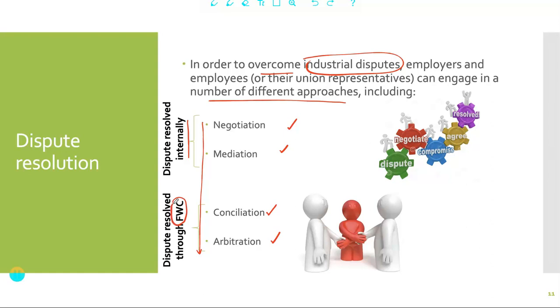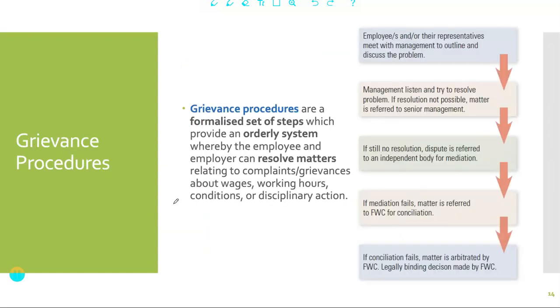Now, regardless of where you end up in this, all businesses must have agreed steps on how this will occur. And we call this the grievance procedures. Simply, what are the procedures that should be followed when there is a dispute or a grievance? Because grievance is another word for a dispute. So grievance procedures are the formalized steps, a set of steps, agreed and written down, of the orderly system in which employees and employers should resolve their matters. How should they fix their disagreements?